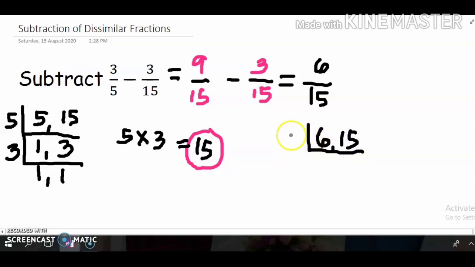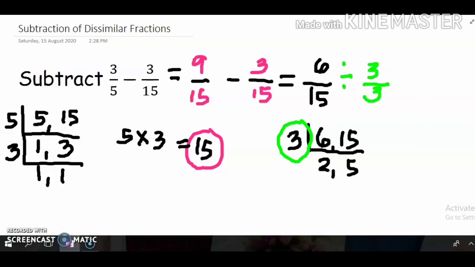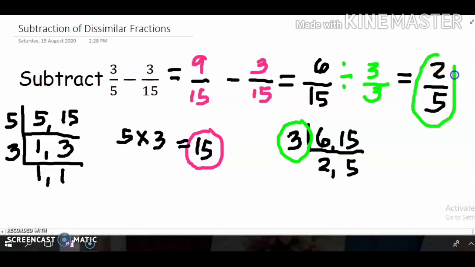Okay, continuous division. So, saan pwedeng i-divide ng 6 at 15? Sa 3. So, 2 and 15 divided by 3 ay 5. So, therefore, the GCF is 3. Divide this by 3 to get the simplified answer. 6 divided by 3 ay 2, and 15 divided by 3 ay 5. Therefore, the final answer is 2/5.